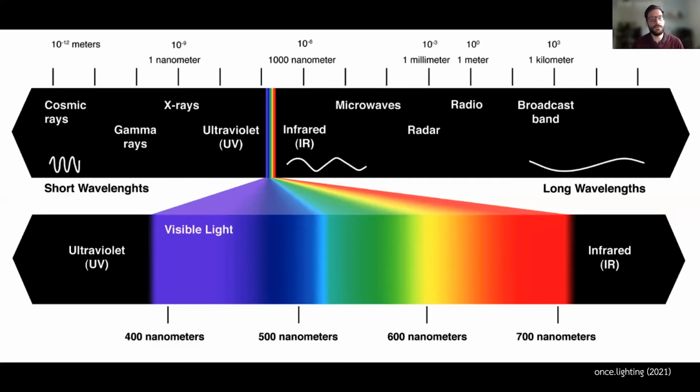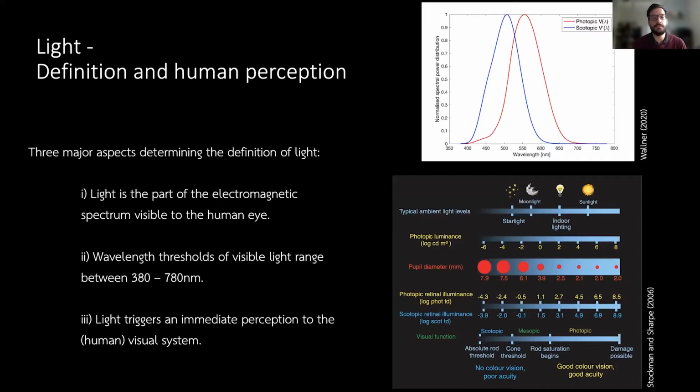But let's stick for the moment to the fact that visible light is in the range of nanometer wavelengths, directly between ultraviolet and infrared. And let's say you don't really know the thresholds of visible light, from which wavelength to which wavelength visible light really goes. Then we have to find the major aspects of what light is. And there are, in fact, three major aspects of what light is.